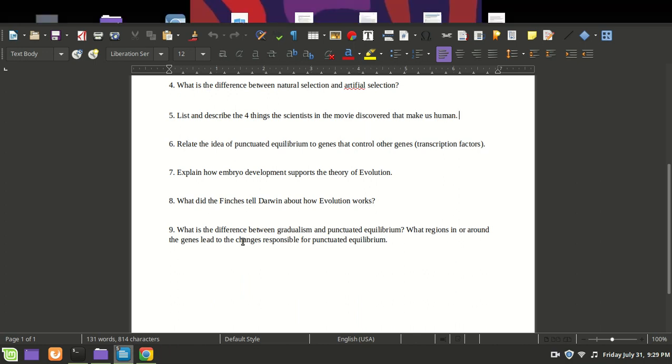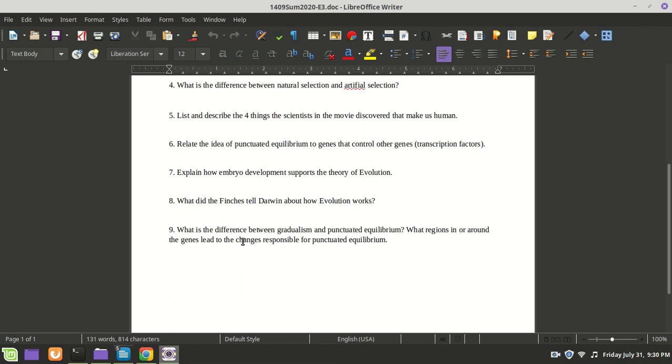What is the difference between gradualism and punctuated equilibrium? What regions in or around the genes lead to the changes responsible for punctuated equilibrium? So here I'm talking about why, how did hippos become whales? They lost something, mainly their legs. Well, how did they do that? And how does the explanation of how they did that, how is that related to punctuated equilibrium?